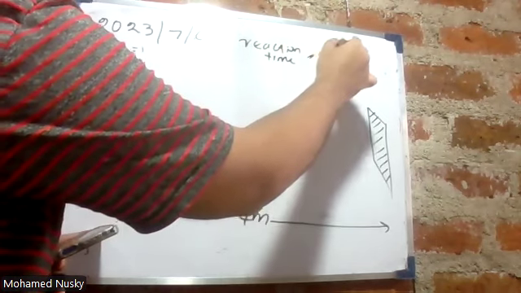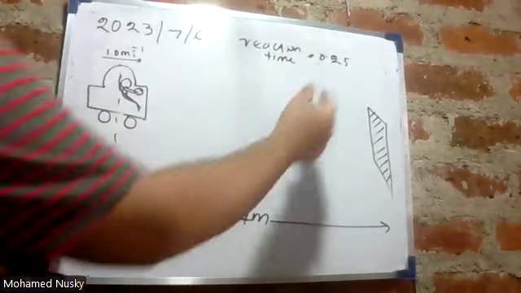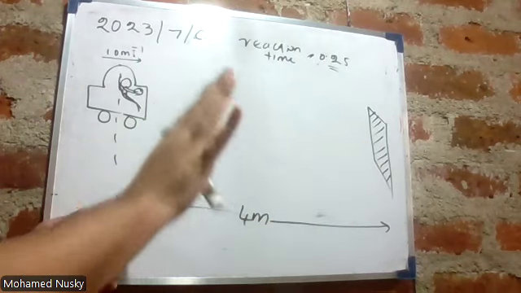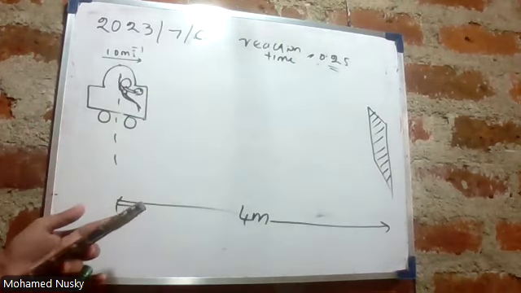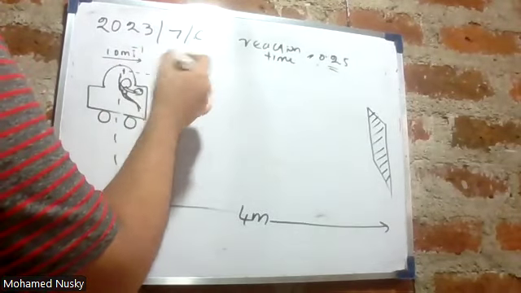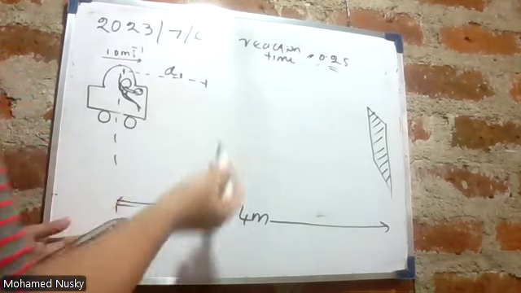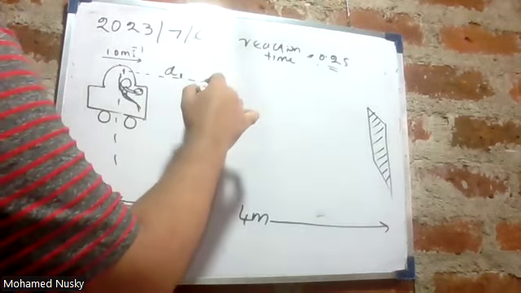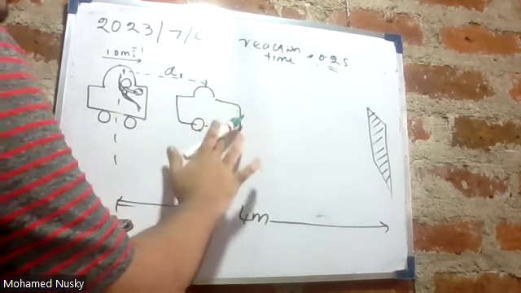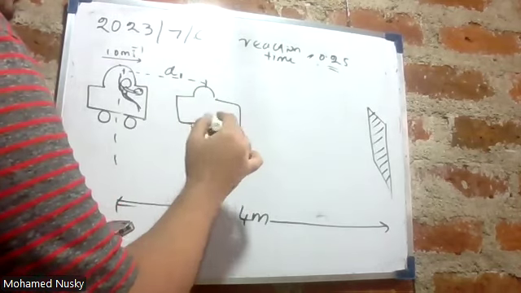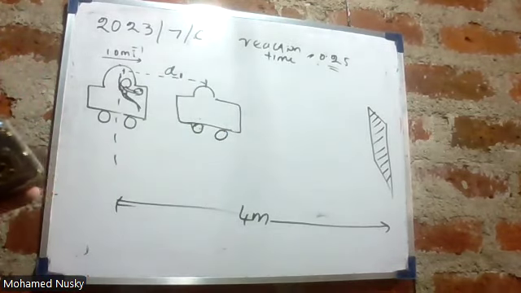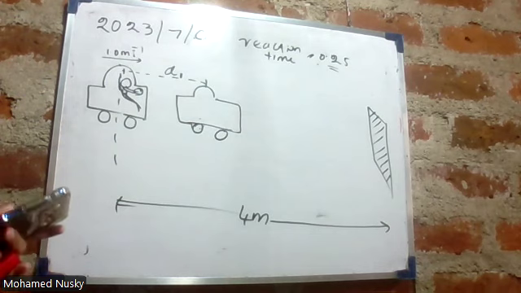The reaction time is 0.2 seconds. So during this 0.2 seconds, what will happen to this vehicle? Now he is taking his leg and moving. During this 0.2 seconds, what will happen? The car will be moving to a distance of, let us take D1. Let me take it as D1. During this 0.2 seconds, the car travels a distance of D1.